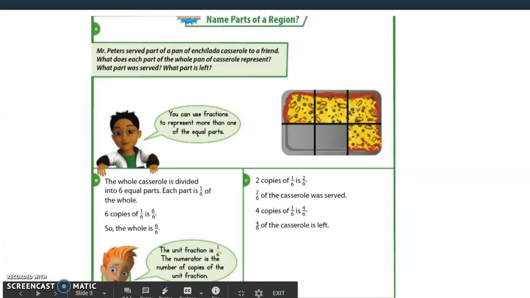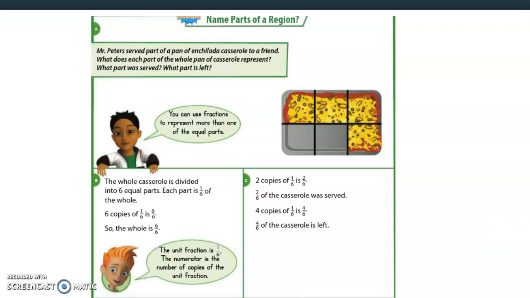Okay, so again, this is a review from third grade. If you look at the picture, Mr. Peters served part of a pan of enchilada casserole to a friend. What does each part of the whole pan of casserole represent? What part was served and what part was left?